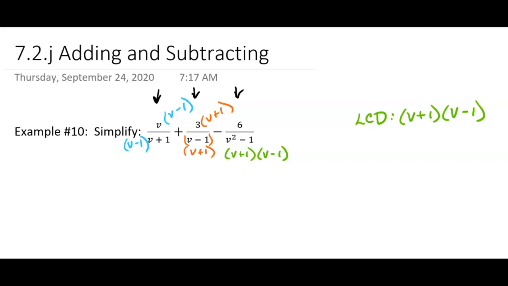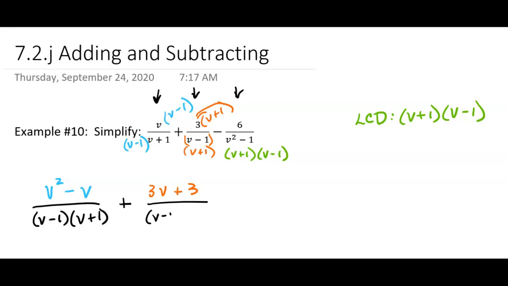So now it's a matter of distributing those numerators. The first one, I'm going to have v squared minus v over v minus 1, v plus 1. Doesn't matter which order you put it in. Plus, and the next one, I've got to distribute the 3 now. 3v plus 3 over v minus 1, v plus 1, minus 6 over v plus 1, v minus 1. All right.